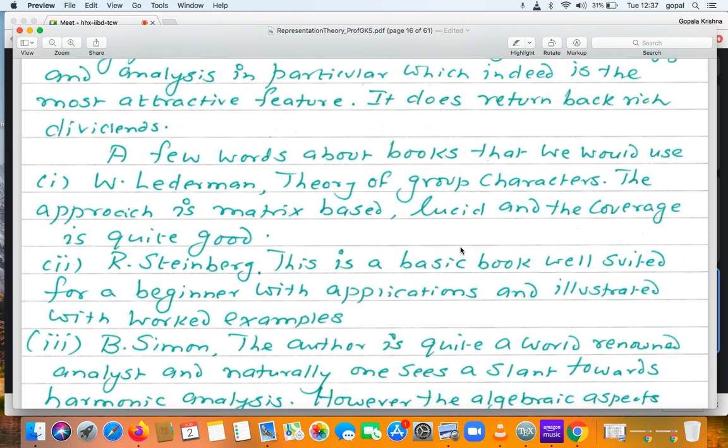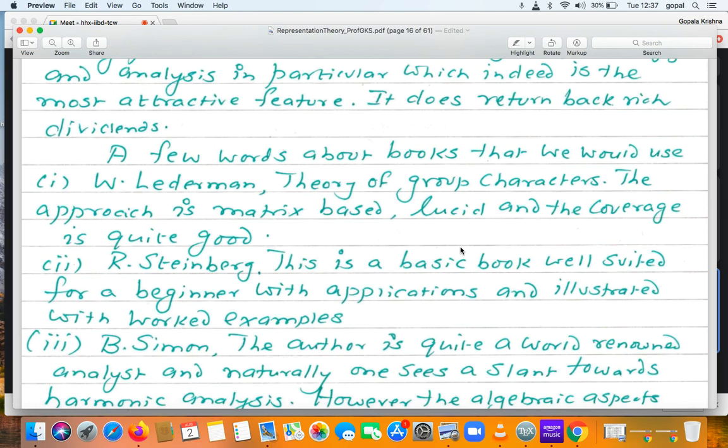And there's this book by Steinberg. It's a very basic book and well suited for a beginner with applications and illustrated with lots of worked examples. Of course, the scope is somewhat limited. He proves Burnside's p-q theorem, for example. He proves the dimension theorem. He gives applications. There is a chapter on Fourier analysis on finite groups, and so on. Of course, certain things are omitted. For example, tensor product representations are omitted.